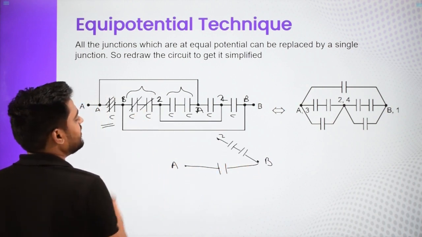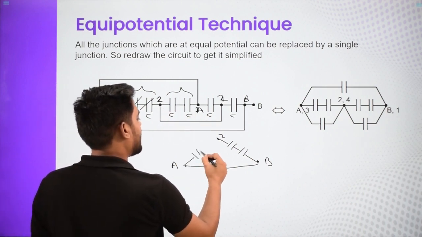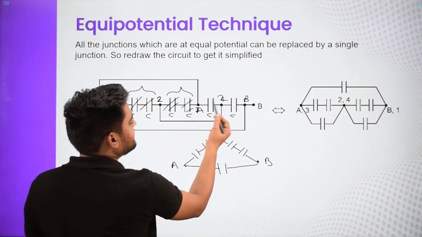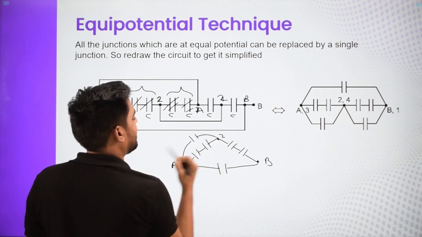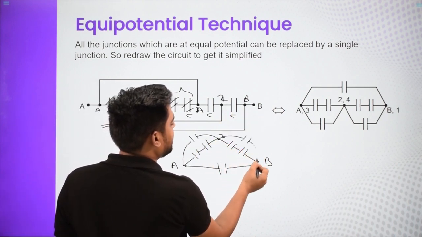So these two are done. These two are connected between 2 to A. So 2 to A, these two are connected like this. So these two are also done. And this is A to 2. So A to 2, another single capacitor is there. And then we have 2 to B. So 2 to B, another single capacitor is there.